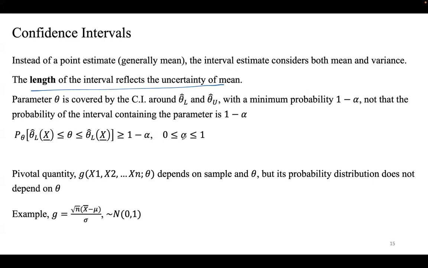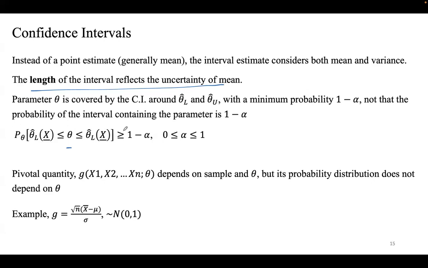And the way we define this range, we say that the parameter theta that we are looking at is covered by this CI. CI is short for confidence interval. So the parameter is covered by the confidence interval, between the lower and the upper limits, with a probability of 1 minus alpha. That means it's not that the probability of the interval containing the parameter is that. So it's a slightly different way.